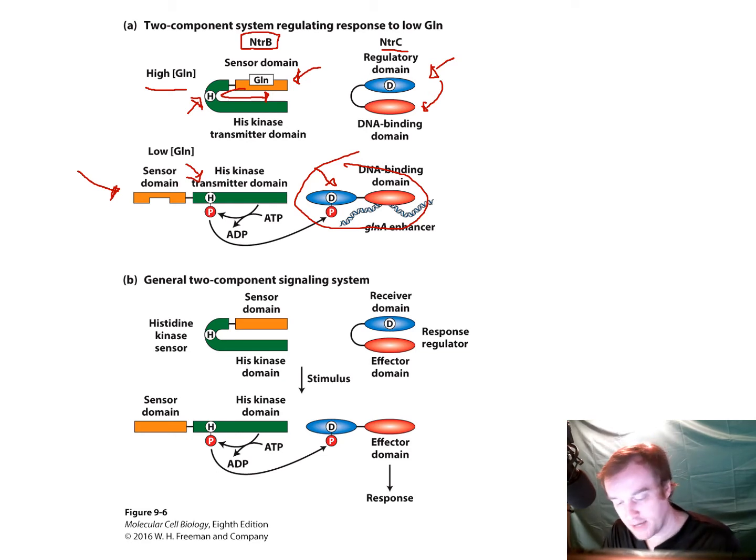On the bottom here, we have a generalized version of this where we show a histidine kinase sensor, and then we have this sensor domain that's unbound, etc. So it's just a generalized version of what we just covered.